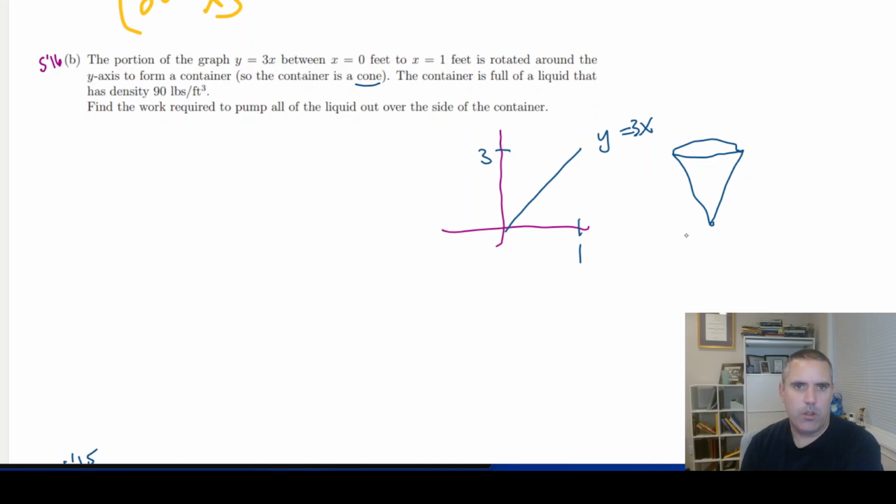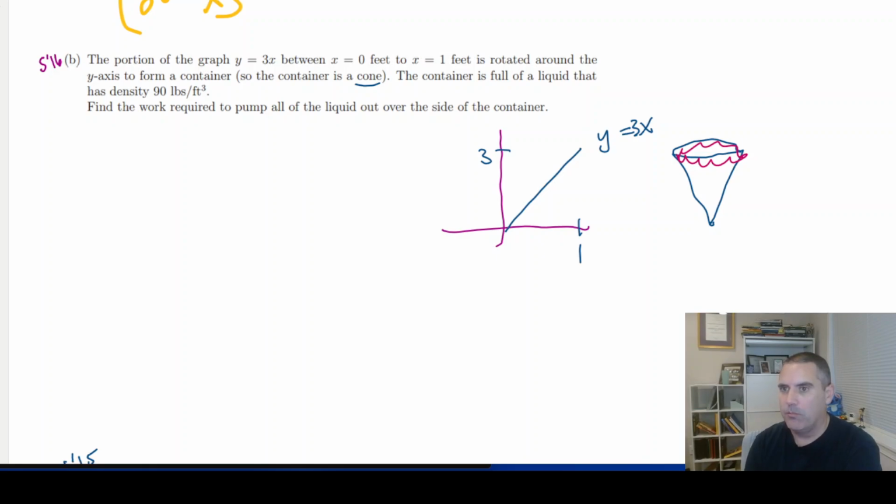The container is full of a liquid that has density 90 pounds per cubic feet. So it's denser than water, and it's full. So that's the start picture. Find the work to pump all of it over the side, basically to the top. So at the start, it's going to be full. At the end, it's going to be empty.